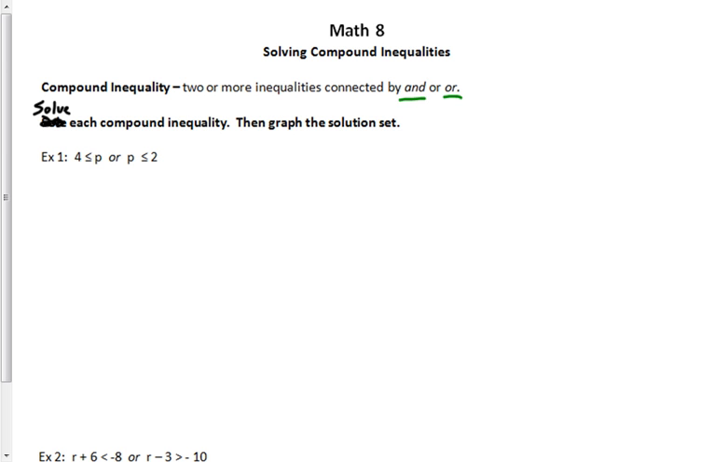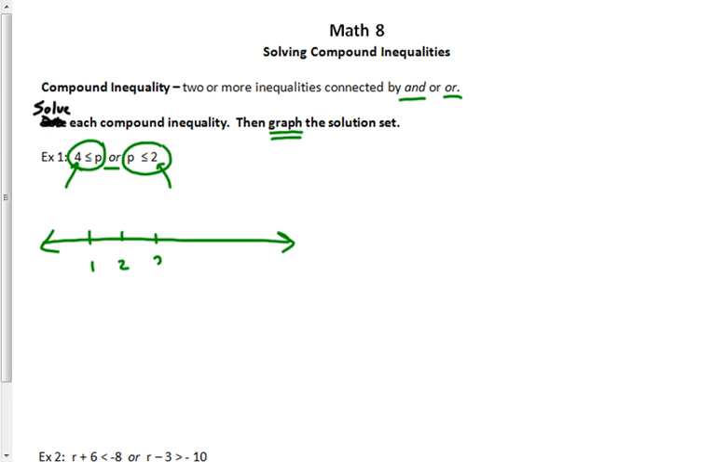So if we look at this here, we're dealing with "or." Both inequalities are solved for. When it's solved for, basically what you need to do is graph the solution set on the number line. I look at my two solutions and see I have 4 and 2, so I need to make sure that my number line can hit 4 and 2. So I'm going to start 1 here, 2, 3, 4, and 5.